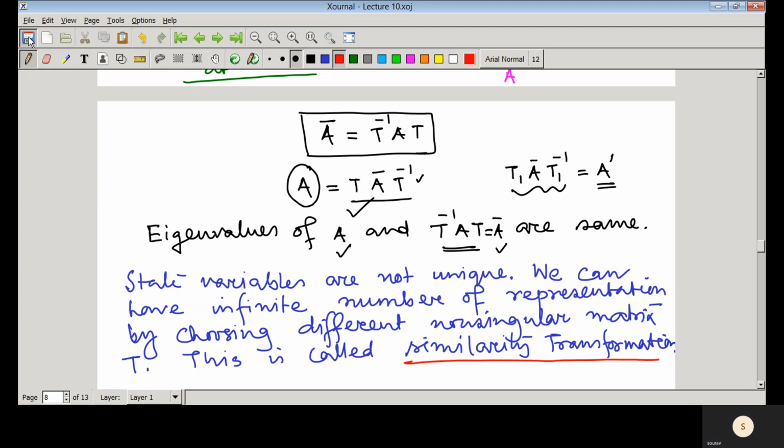So from this example, what we have seen is that state space representation is not unique. That means if you have a dynamical system, you can have different state space realizations. It depends on you which state vector you are choosing. So now we have solved some problems and discussed some important aspects of state space representation.